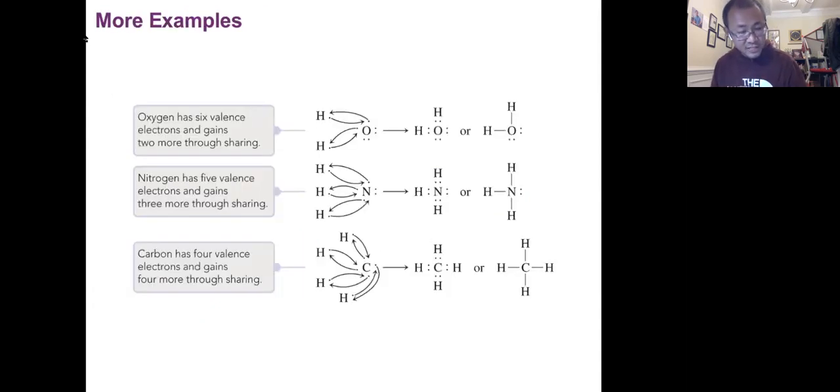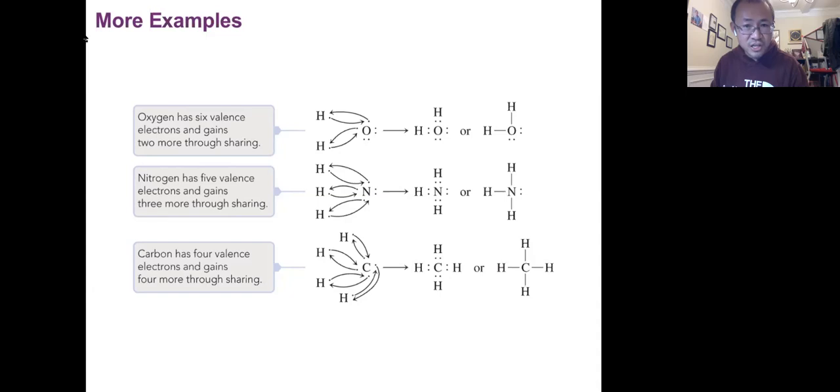This picture shows you more examples. More examples means 3 molecules: oxygen with 2 hydrogens, nitrogen with 3 hydrogens, carbon with 4 hydrogens. I'll give you a few minutes to see if you understand these three examples, especially the structure of each. For example, I'll explain the first one. Then you can work on the second one and third one.